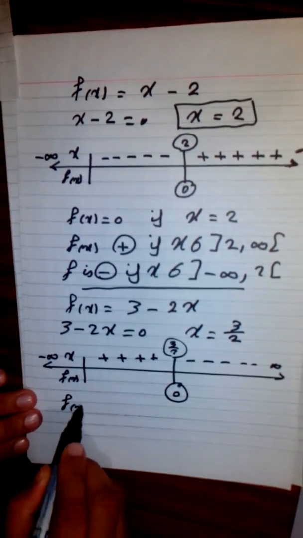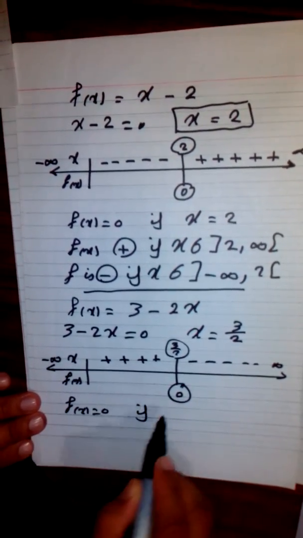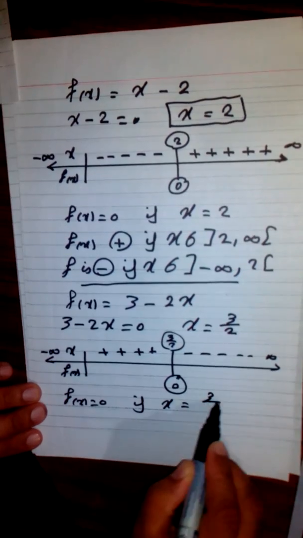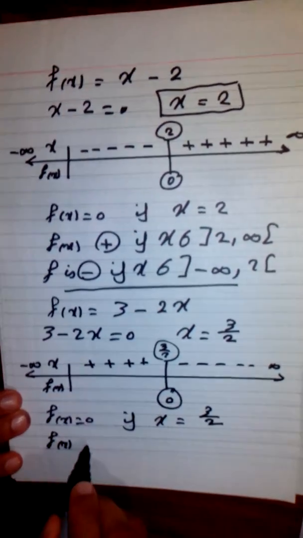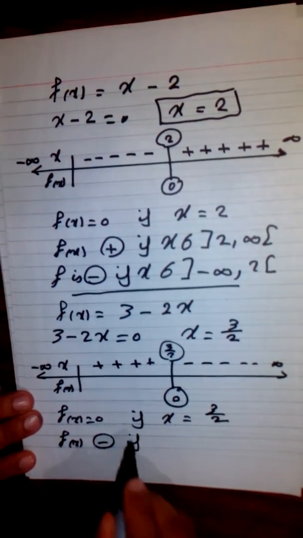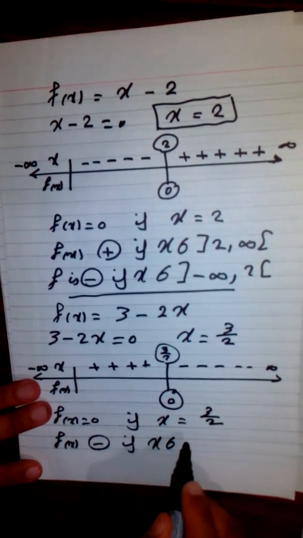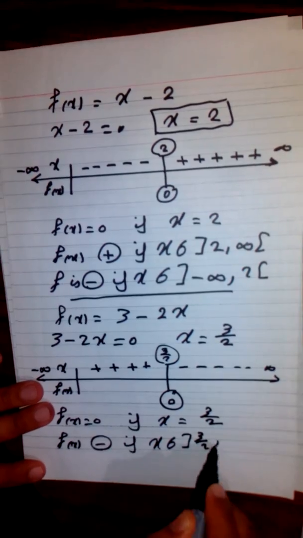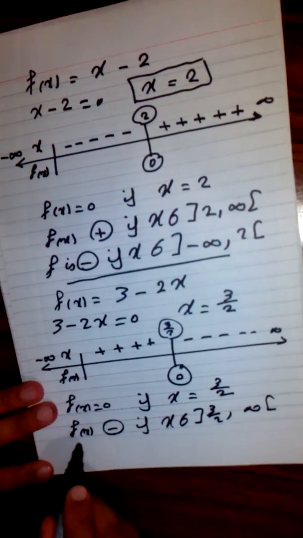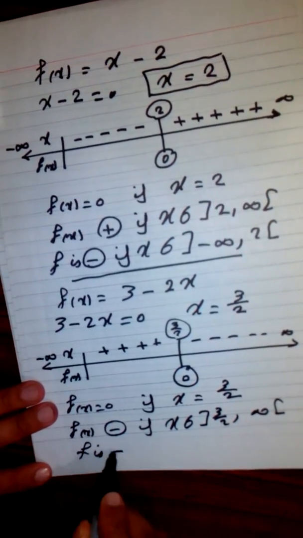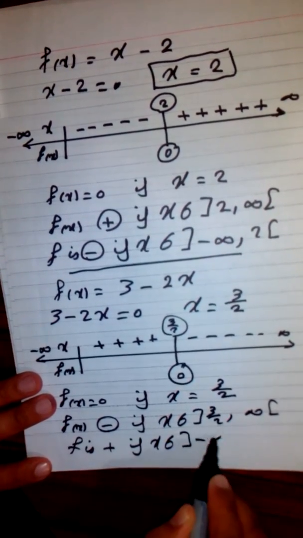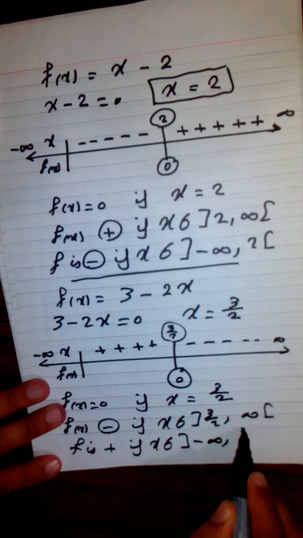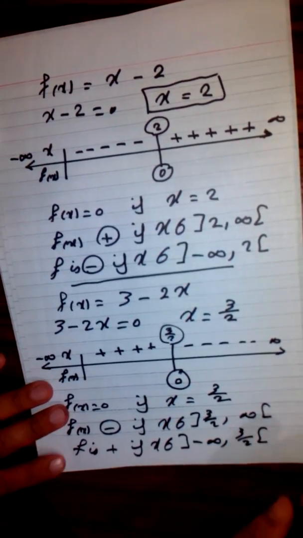f of x equals 0 if x equals 3 over 2. f of x is negative if x belongs to the interval from 3 over 2 to infinity. f is positive if x belongs to the interval from negative infinity to 3 over 2.